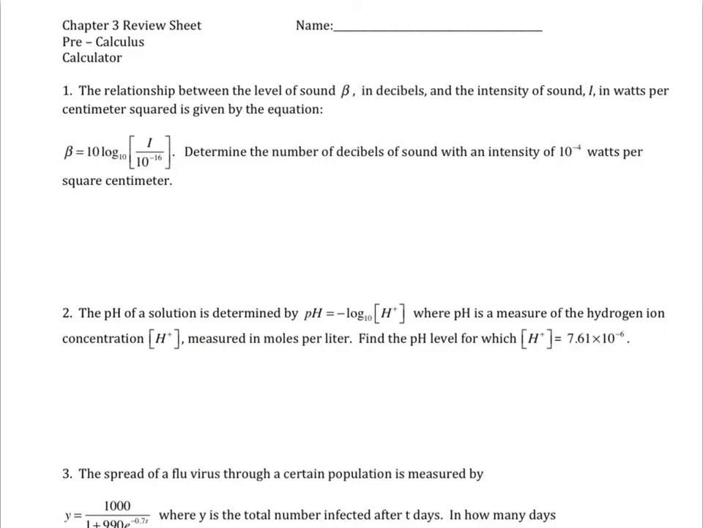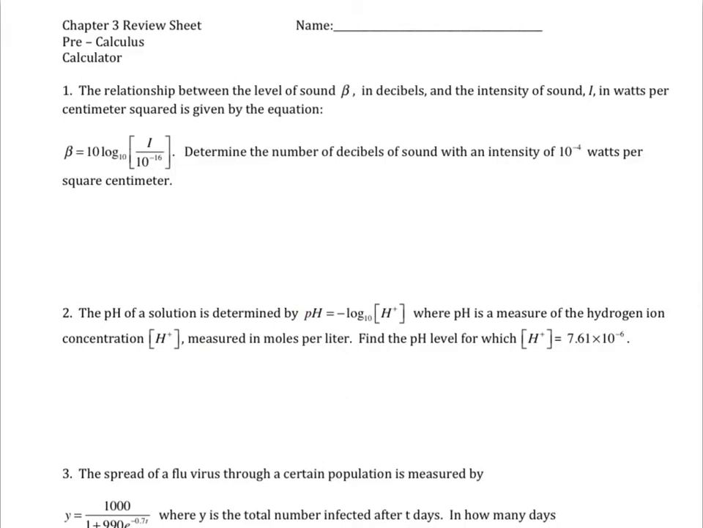The next 2 pages are the review pages for the word problems on the Chapter 3 test. For the first problem, we are given the equation for the decibels of sound, and we're given an intensity of 10 to the negative 4, and we want to determine the number of decibels.